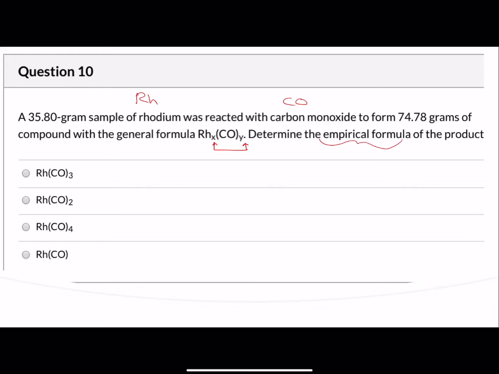I can already see that I have the mass of rhodium. If I go into the periodic table and look up rhodium, I can find the atomic mass of rhodium. So I have 35.80 grams of rhodium, and the atomic mass of rhodium is 102.9055 grams of rhodium in 1 mole of rhodium. So now I've already figured out the number of moles of rhodium in my compound. I figured out that it was 0.3741 moles of rhodium.